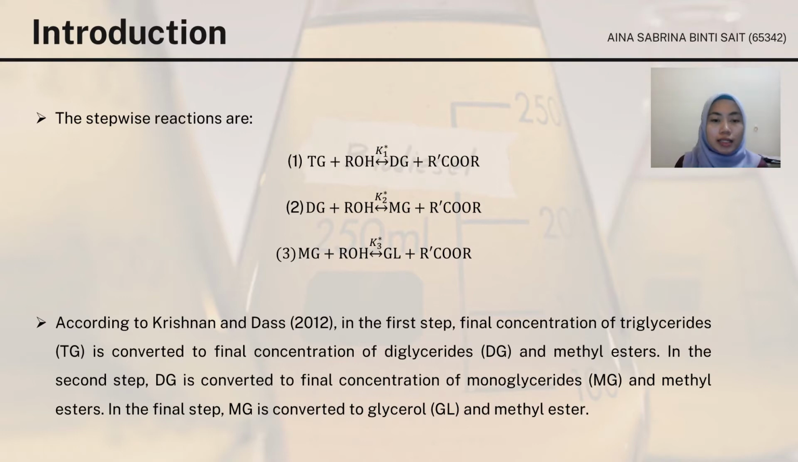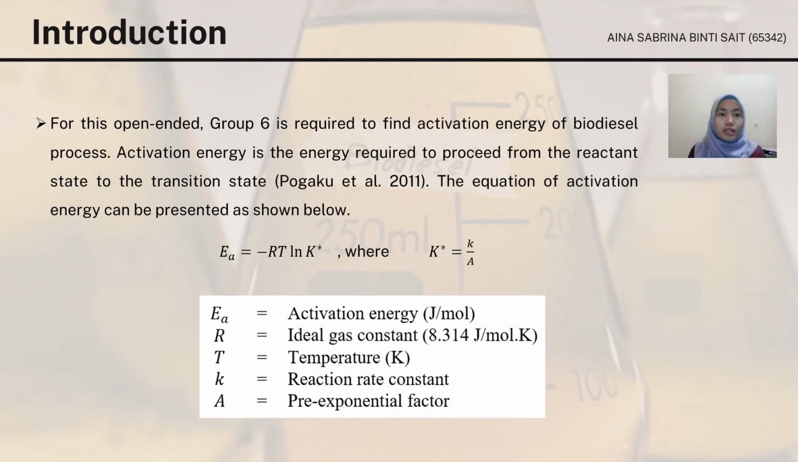According to Krishnan and Das 2012, in the first step, TG is converted to DG and methyl esters. In the second step, DG is converted to MG and methyl esters. In the final step, MG is converted to glycerol and methyl ester. In this case, Krishnan and Das were using methanol as the alcohol. For this open-ended lab, Group 6 is required to find the activation energy of the biodiesel process.